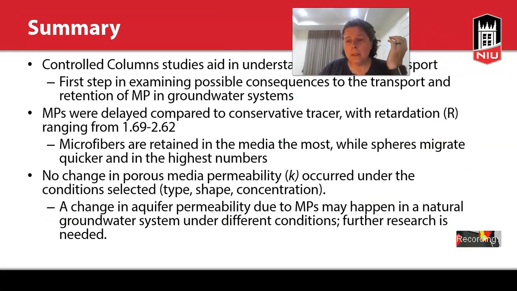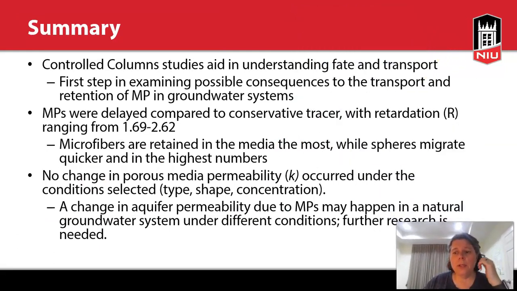So in summary, the controlled column studies aid in understanding the fate and transport. We're still trying to understand all the results that we got and the next steps we can do. This is the first step in examining possible consequences of these things. Microplastics were delayed compared to the conservative tracer, so that was the retardation. Microfibers were retained the most, while spheres, the little round ones, moved fastest.